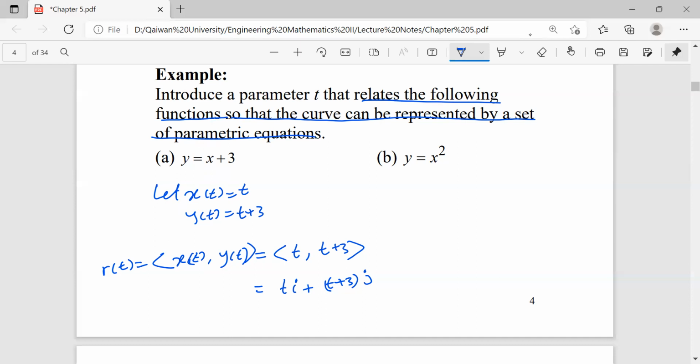Okay. For the second example, y equals x squared. We let x of t be what? Give me a parametric equation for x. Anything. Let's say t plus 2. Someone else may say it's t squared plus 2. It's okay. It's possible. Let's choose this one. Then y of t equals what? It equals x squared, and x is t squared plus 2. We just square t squared plus 2.